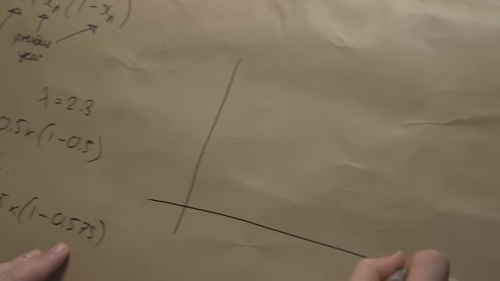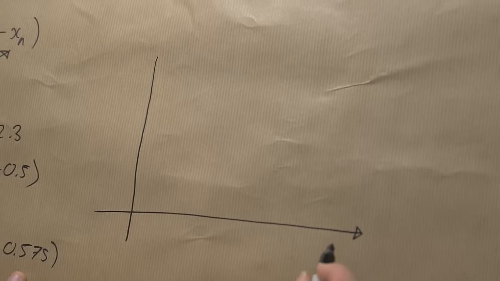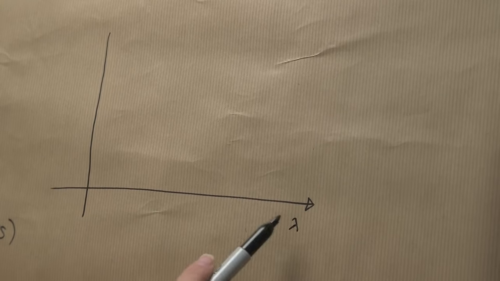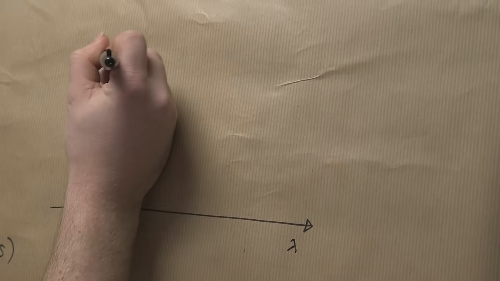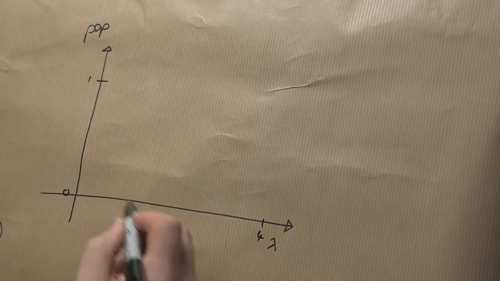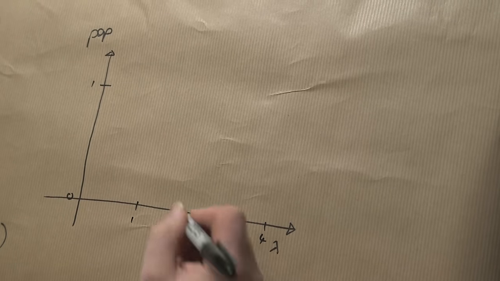I'll do a little graph here. This time it's not time. This is gonna be the lambda axis. So I'm gonna capture different values of lambda, the fertility, on this axis, but this is still gonna be population between 0 and 1. I'm gonna mark this at 4, and this is 1. So this is the behavior after it's settled down.